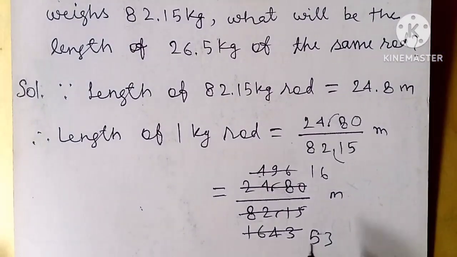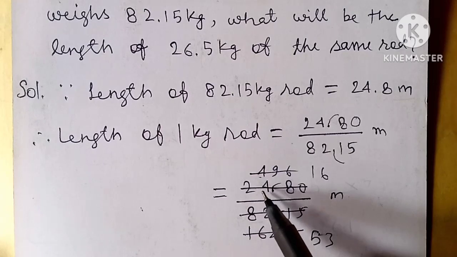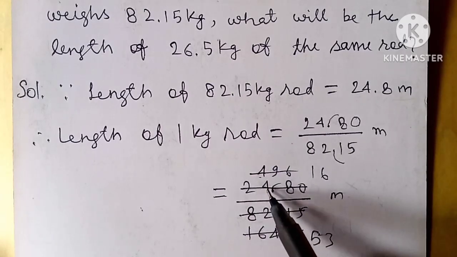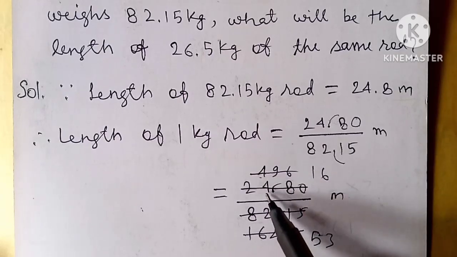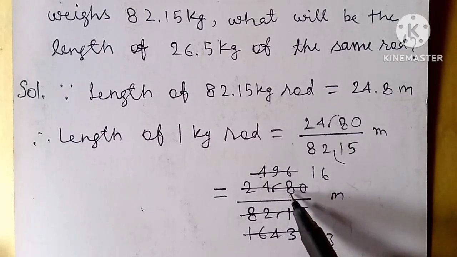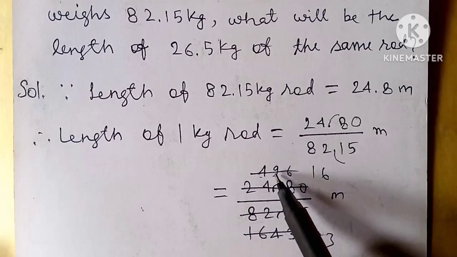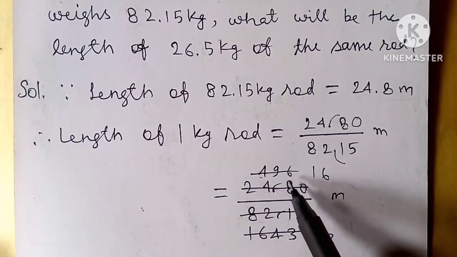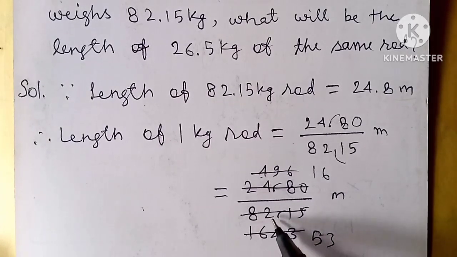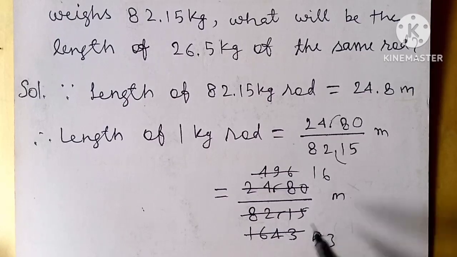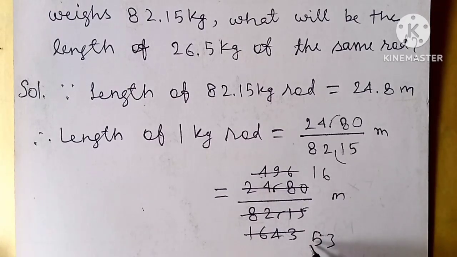Now we'll cancel by 5. 24 cancel by 5, so 5 4s are 20, 4, 8, 5 9s are 45, 3, 0, 5 6s are 30. Now we cancel this also by 5, so 5 1s are 5, 3, 2, 5 6s are 30, 2, 1, 5 4s are 20, 1, 5 5 3s are 15. So here 16 and here 53.